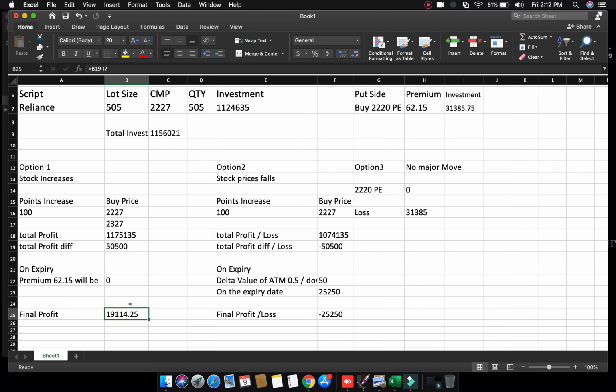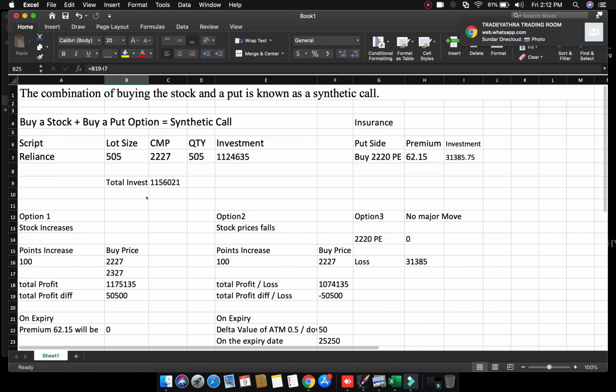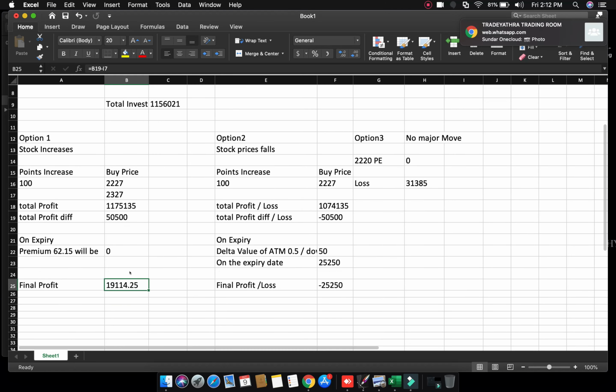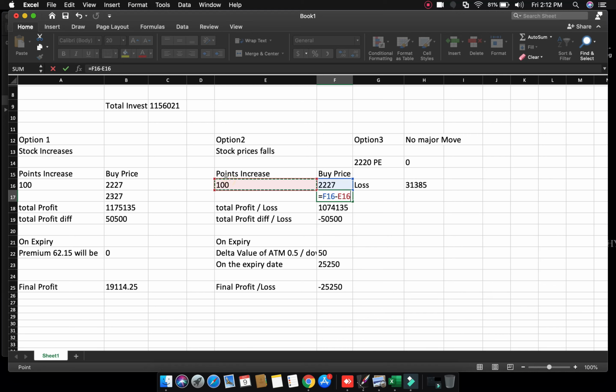So this is option 1. At the end of the day, with a synthetic call, your total profit is around 19,114. In option 2, what if the price starts to fall? Same thing, what if 100 points fall down? So your price will be 2227 minus 100, approximately 2127. Your current market price will be roughly 2127.